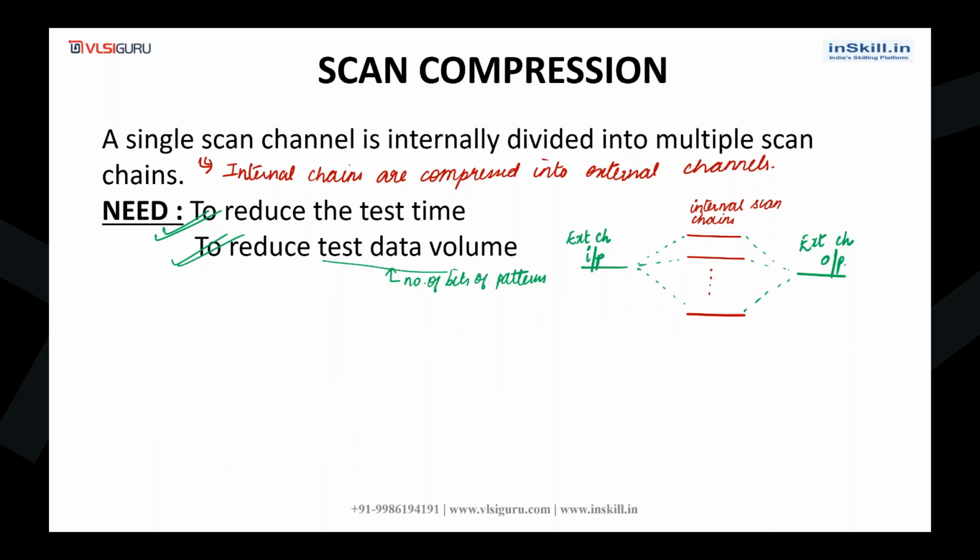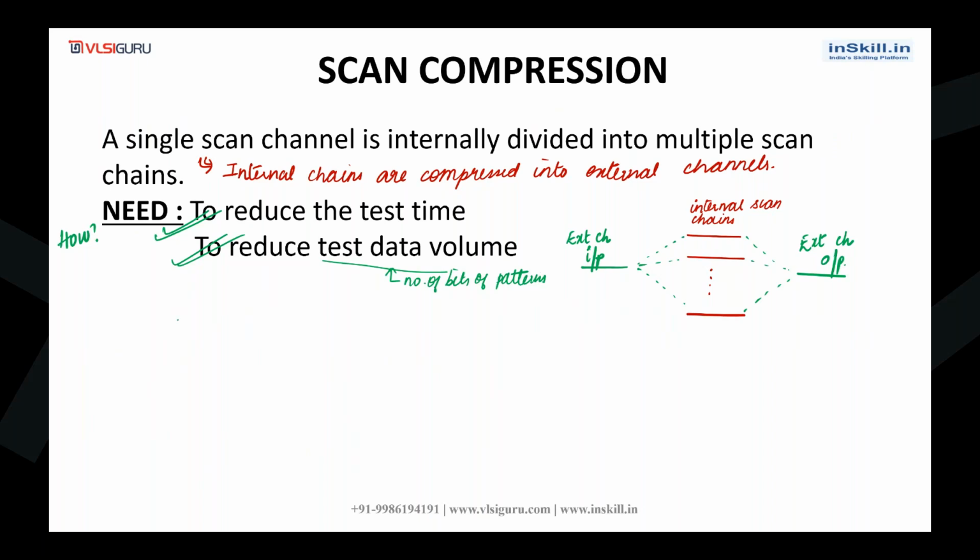Okay. So scan compression means internal chains are compressed into external channels. So these are your internal chains, and these internal chains are compressed into external channels. So that is what is called scan compression. And why do we need to go for scan compression? In order to reduce test time and also in order to reduce the test data volume. Test data volume is the number of bits of patterns. Okay, and how? If you go for scan compression, you are able to achieve reduction in test time and reduction in test data volume.